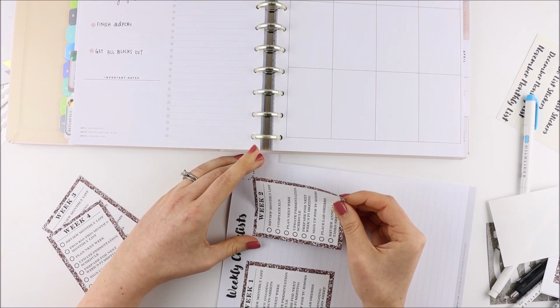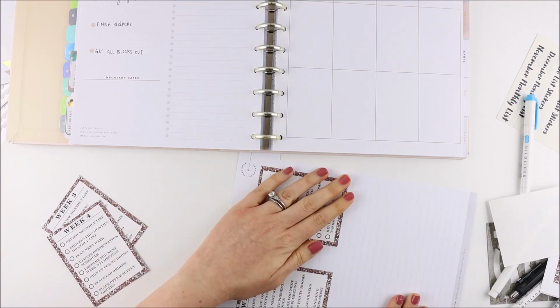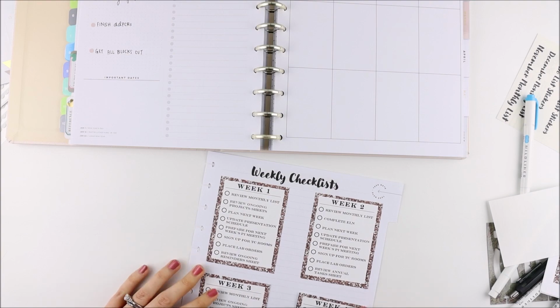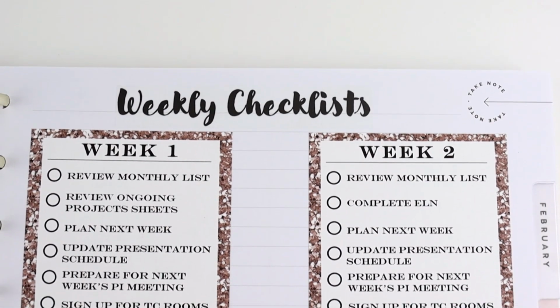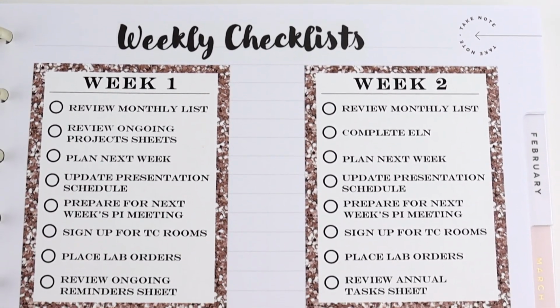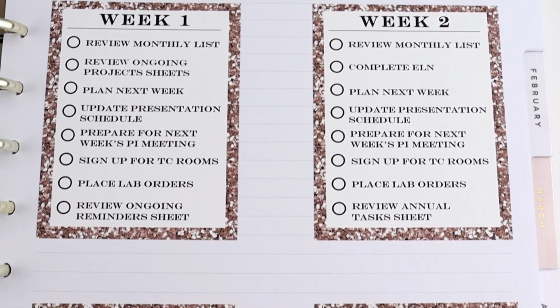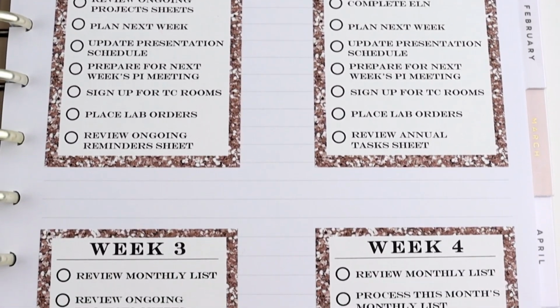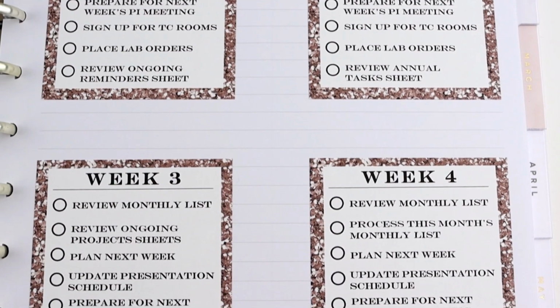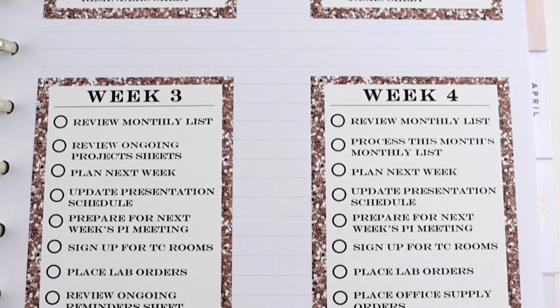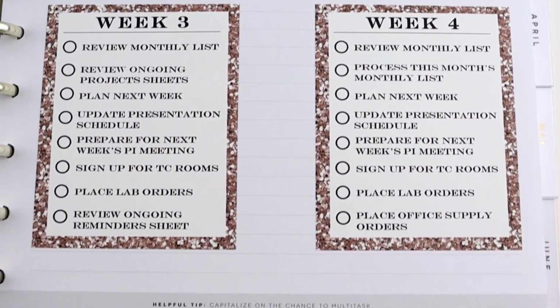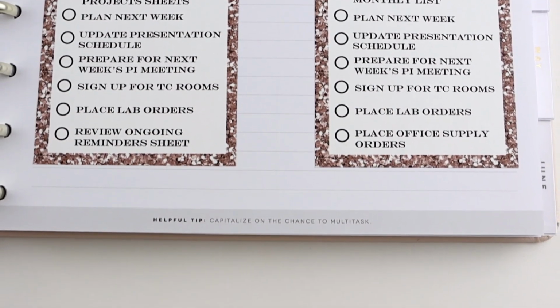And in regard to ongoing projects, the weekly checklist says to review ongoing projects sheets during weeks 1 and 3. And that means that I need to flip through my ongoing projects sheets and make sure that everything is up to date and no tasks need to be transferred to my this week section.